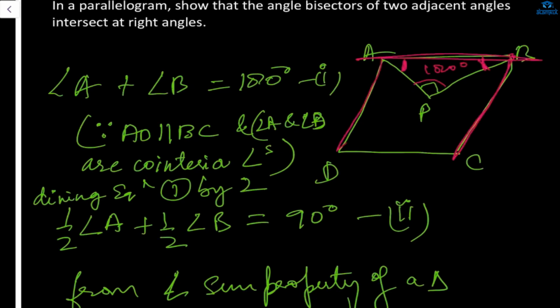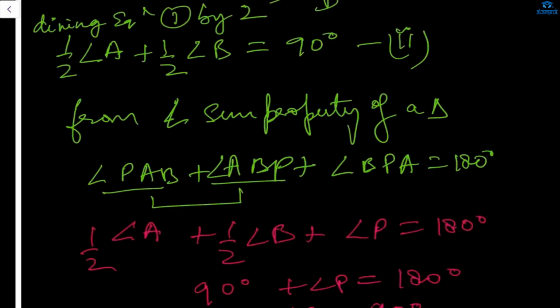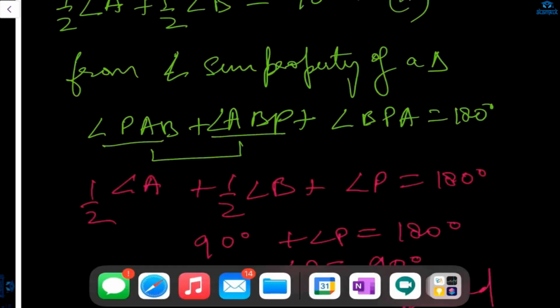This angle is equal to half of angle A, since AP is the angle bisector of A, and BP is the angle bisector of B, so this is half of angle B. So the sum of half of angle A plus half of angle B is equal to 90 degrees. Now from the angle sum property of a triangle, we get half of angle A plus half of angle B plus angle P is equal to 180 degrees. So from here we get that angle P is equal to 90 degrees.